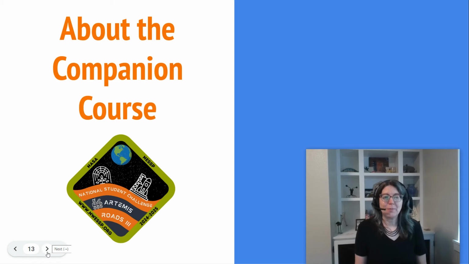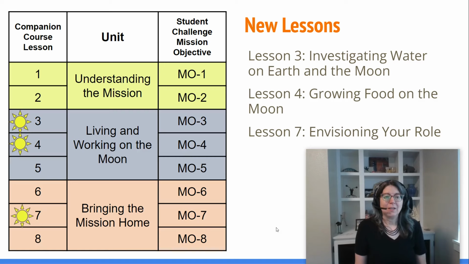First, we'll start out with a little bit about the companion course. You've seen this graphic before. I just want to highlight that there are 8 lessons, each with its own related mission objective, and we have 3 new lessons this year. For those of you who may have been with us in previous years, look for these 3 new lessons.